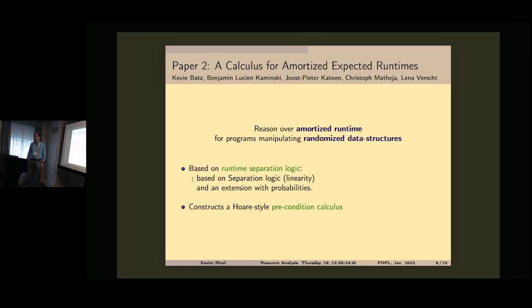Second paper is about a calculus for amortized expected runtime. So here also we are going to talk about amortized runtime for programs, but this time a big focus of this paper is to work on randomized data structures. And here again, linearity is going to show up both in the resource counting and also in the heap, because we are looking into the data structure. So this paper is focusing very much on some variant of separation logic that is going to have some probability built into it, which allows to reason over programs that manipulate randomized data structures in a probabilistic way. Okay? So, and based on that, this paper constructs a precondition calculus in the Hoare type.